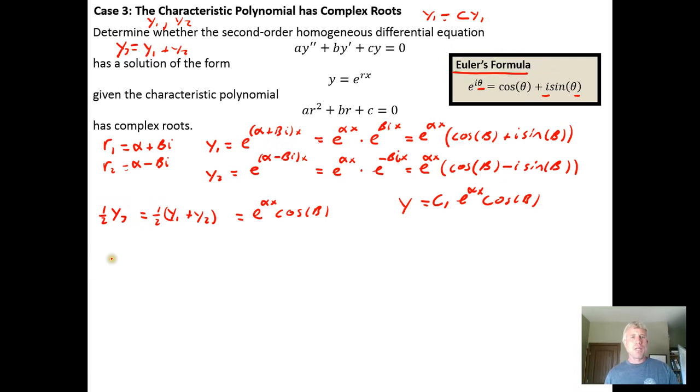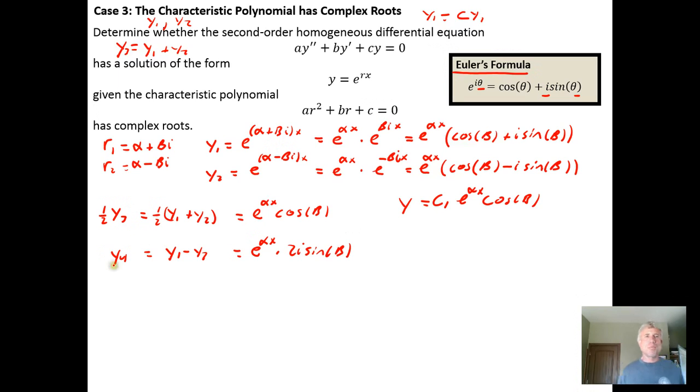And then I can do the same thing again. I can create a fourth solution by taking the difference between these two solutions. So if I do y sub 1 minus y sub 2, well, the e to the alpha x will factor all the way out. And I'd get cosine beta minus cosine beta is 0. I'd get plus i sine beta minus i sine beta, which is going to be 2 i's times the sine of beta.